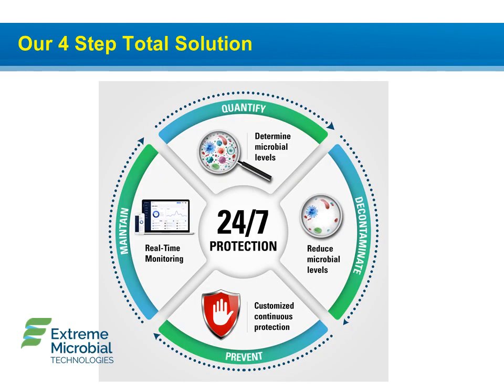Think of our four-step total solution as a continual circle of environmental protection. Using our bioaerosol monitoring units, we can quickly determine the microbial contamination levels in every area of your facility. Once we understand your microbial issues, we can design and implement a safe and effective solution to reduce the microbial levels. Once we have reduced levels, we will install permanent equipment to provide continual 24/7 protection. With our built-in sensors, we can provide real-time monitoring so you'll always be aware of the status of the equipment and the environment.